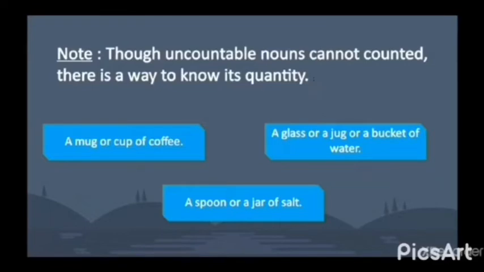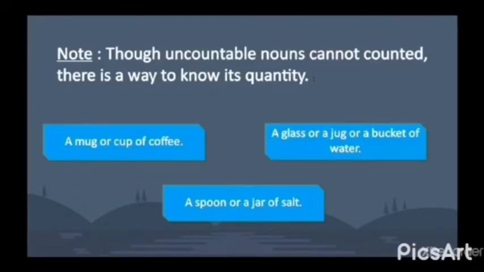You can say I need a glass of water, or I need a jug of water, or I need a bucket of water. So depending upon the quantity that the container can hold, you have the amount of water in it. A spoon or a jar of salt. So whenever you are talking about uncountable nouns, you always use such words. A mug or a cup of coffee.